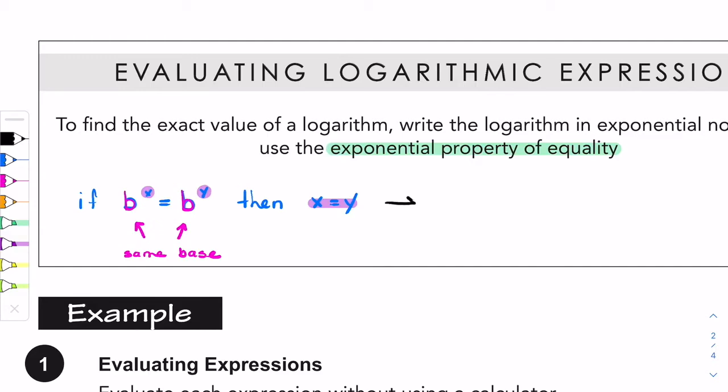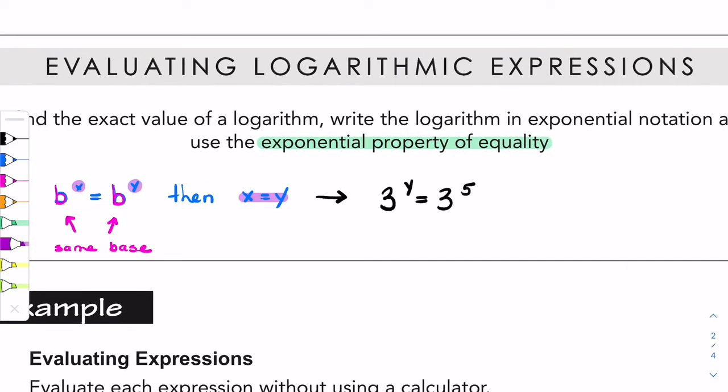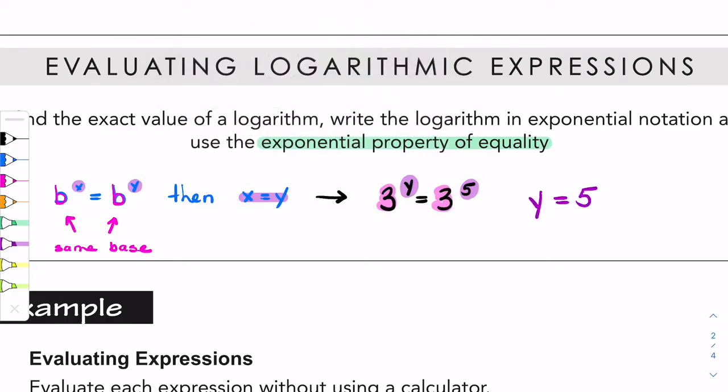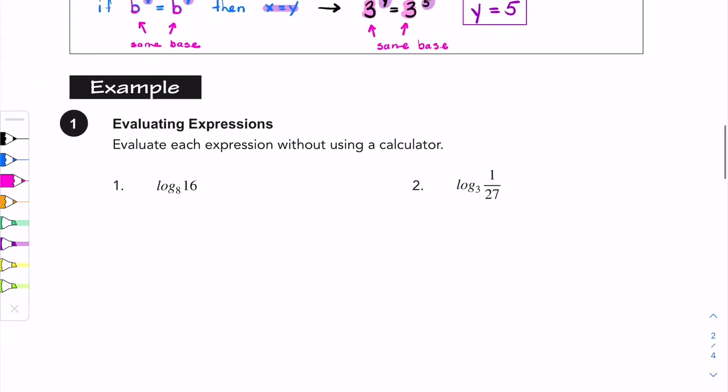If we look at a real example, 3 to the power of y is equal to 3 to the power of 5. Because we have 2 of the same bases, which is the value of 3, we know that we can set our exponents equal to one another. And in this case, you would know that y equals 5 would be the solution. We're going to evaluate these next couple without using a calculator.